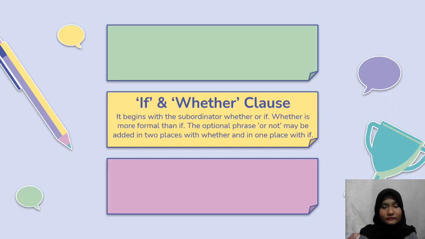Next we have if and whether clauses. It begins with the subordinators whether or if. Whether is more formal than if. The optional phrase or not may be added in two places with whether and in one place with if.